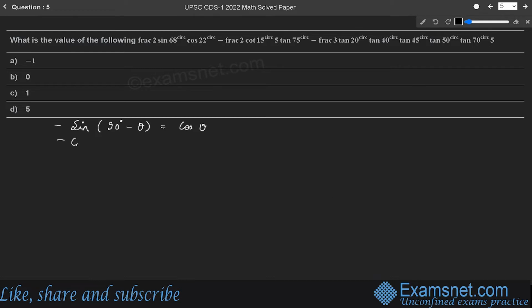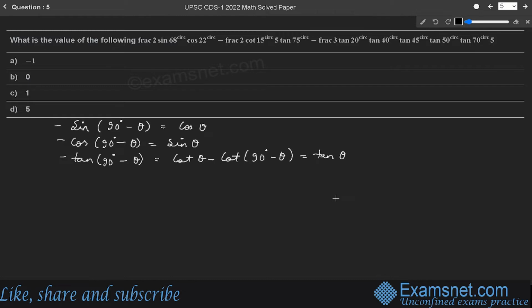and cos(90 minus theta) equals sin theta, and tan(90 minus theta) equals cot theta, cot(90 minus theta) equals again tan theta. And we also know that cot theta equals 1 upon tan theta. So this is the basic concept which we will be using in this question.